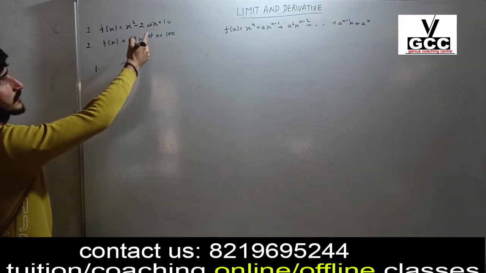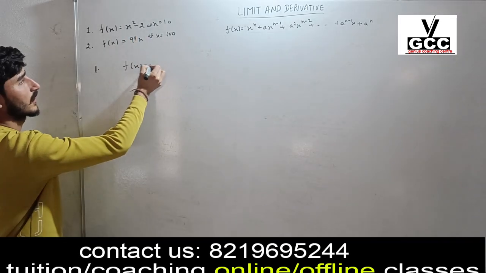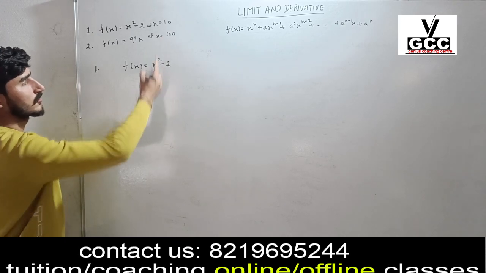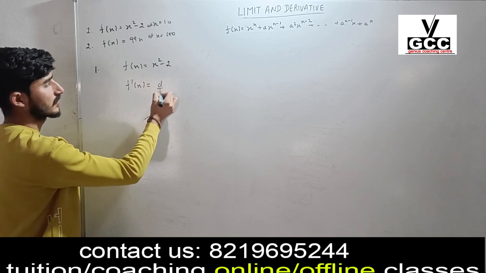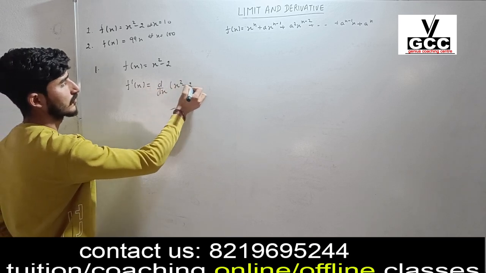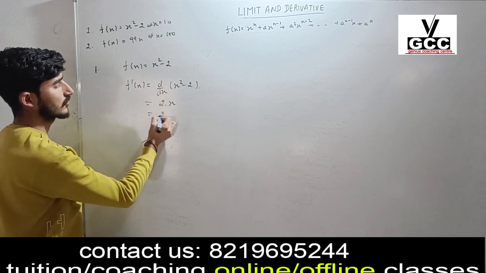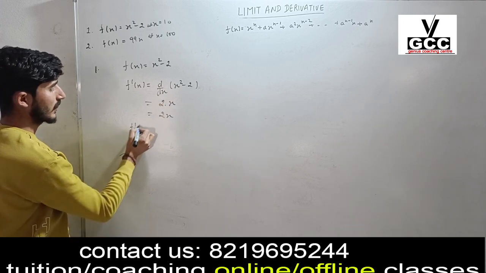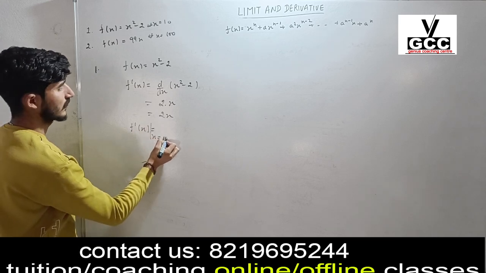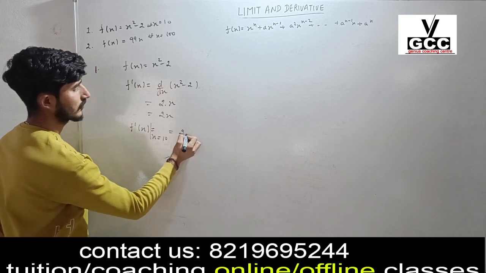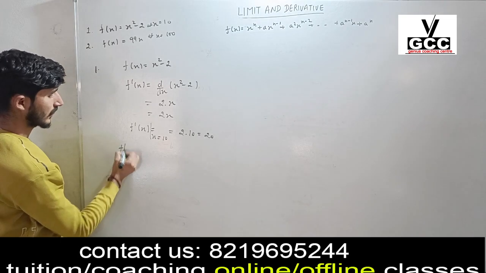That is the required answer of the given function. Now come to the given question, f of x equal to x square minus 2. We have to find out the derivative of given function f of x equal to x square minus 2 at x equal to 10. What is the derivative of f of x? dy/dx of x square minus 2. Derivative of x square is equal to 2 into x, that is equal to 2x. We have to find the derivative of function at x equal to 10, that is equal to 2 into 10, that is equal to 20.